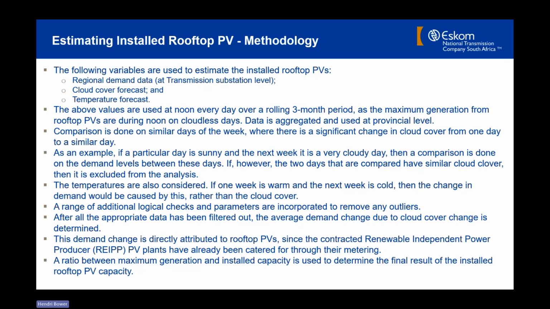So like I mentioned, I filter out any of the data that's not relevant, and then I use the average demand change during those periods where there's a significant change. This demand change at noon is then directly attributed to the rooftop PVs. So if all other variables have been catered for and have been removed, but there's still a significant change in demand at a time of a significant change of cloud cover, this change is then seen as the impact that the rooftop PVs have, which I think is quite a marvelous way of looking at this, because it's really a clean way of looking at it.